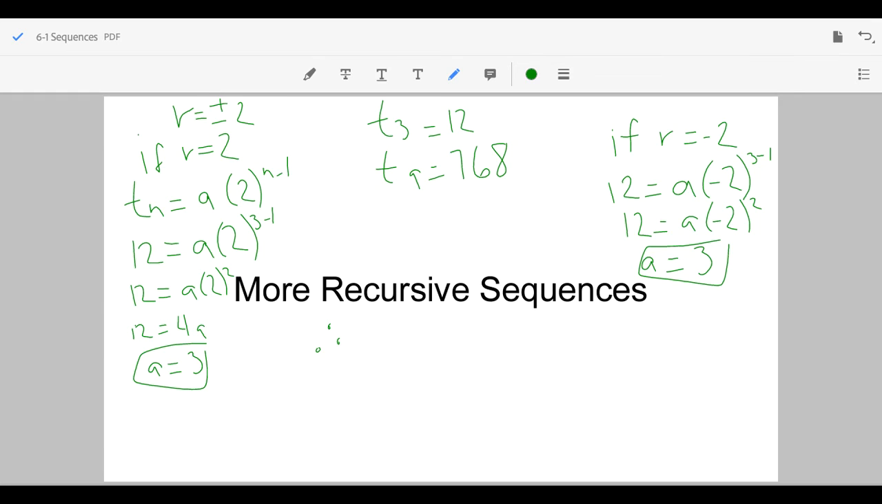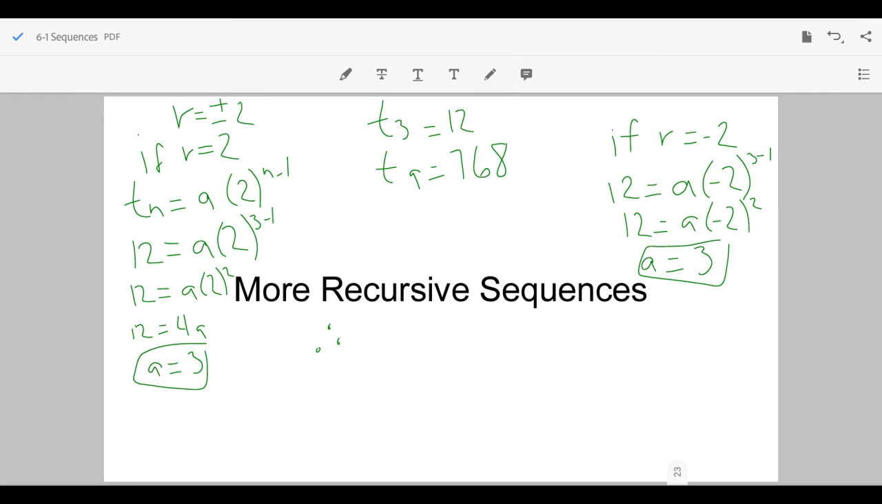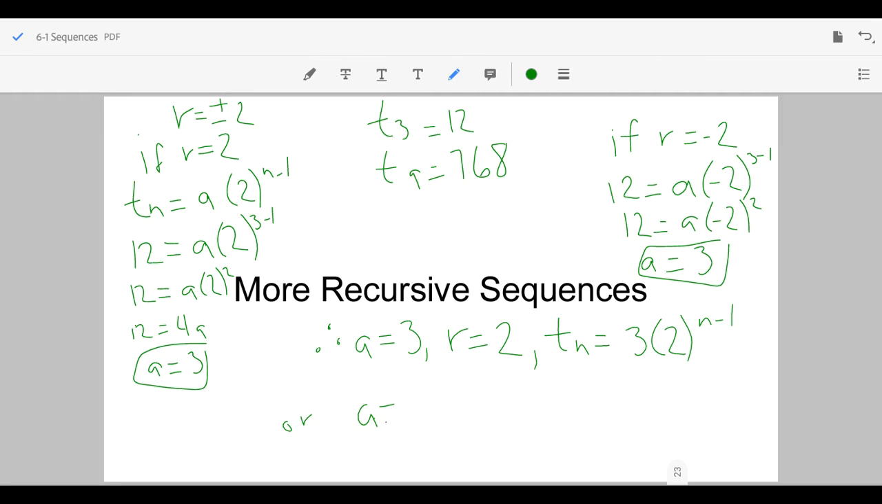So the question was asking us to find a, r, and term n. Well, we found r, it's either plus or minus 2. We found a, which is 3, and term n we can get now using a and r. So therefore, a is 3, r is, we'll start with the first case, 2, and term n is equal to 3 times 2 to the n minus 1. Or we have a equals 3, r is negative 2, and term n is equal to 3 times negative 2 to the n minus 1. Either of those are possible.